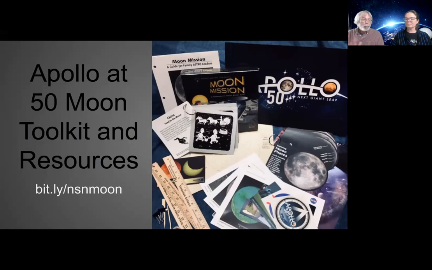And so on there, you can see that there's a URL that can direct you to the Night Sky Network website, and that has a lot of the resources that are in the toolkit, but also some PDFs of some of the resources that are expendable so that you can get some new resources to replace what you use up during your outreach events.